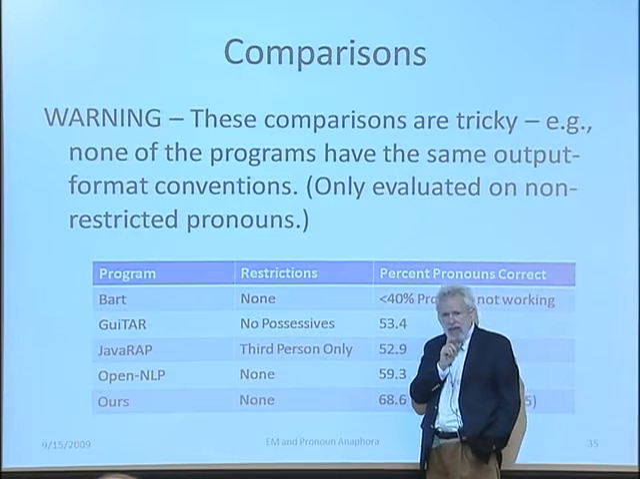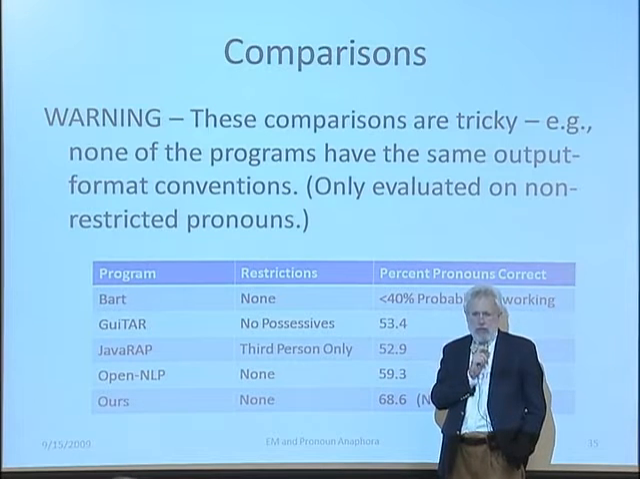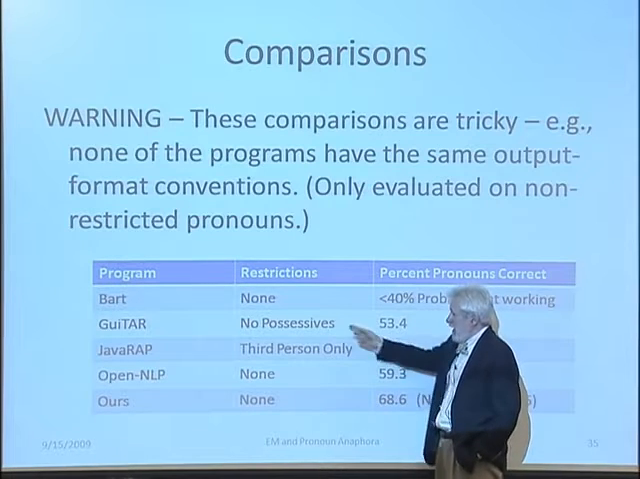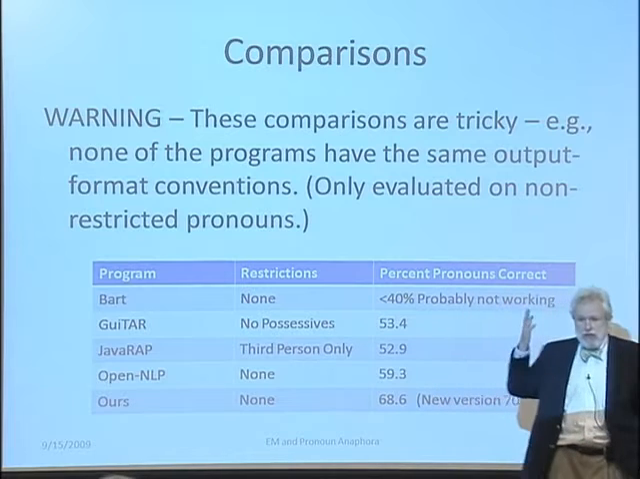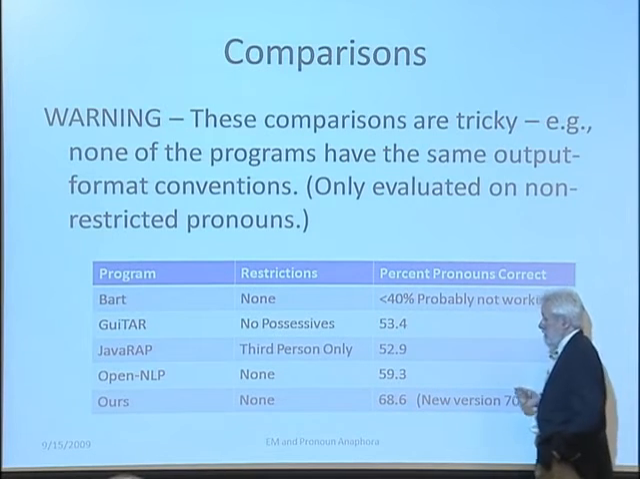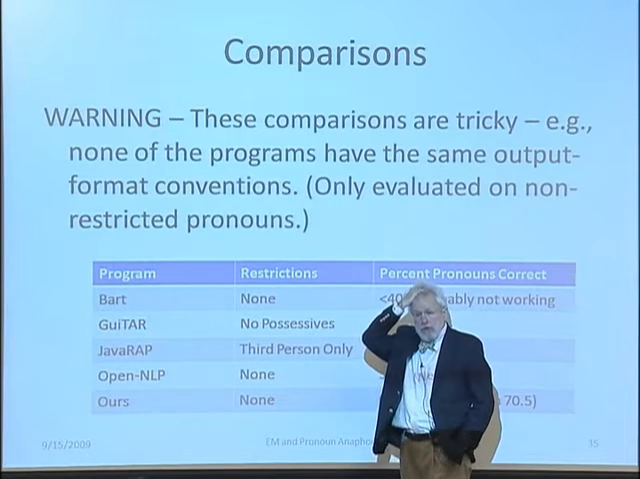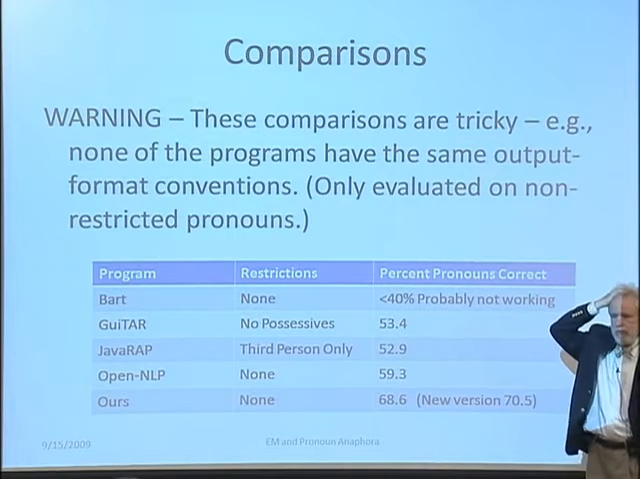So we only evaluated it on non-possessives. Again, the numbers are not strictly comparable, but it would be unfair to give it possessives as well. That would be artificially hobbling it. Similarly, Java Wrap only handles third person, so again, we only evaluated it on third person.